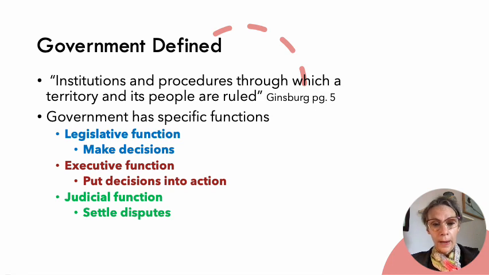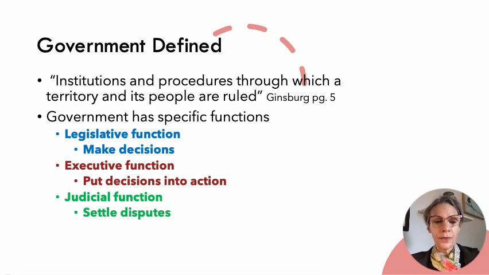And so all governments make decisions, and that is what the legislative function is. They make decisions about what kind of actions are prohibited. They make decisions about what kind of benefits people are going to get. They make decisions about what a minimum wage would be. They make decisions about whether we're going to have paid family leave. And then once those decisions are made, those decisions need to be put into action. A government can make as many decisions as it wants, but if it doesn't implement those decisions, they are pretty much meaningless.